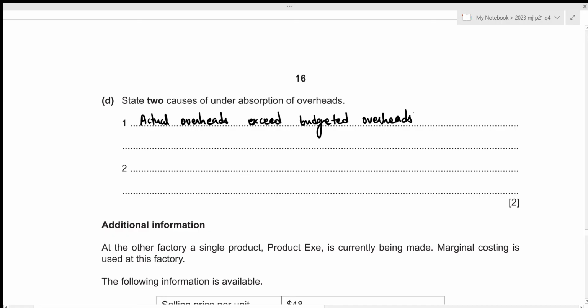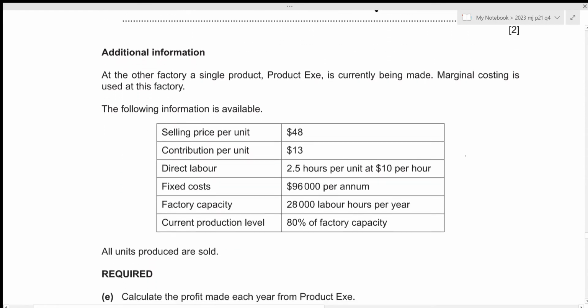And the second criteria is based on the production level, and it's going to be the exact opposite, which means that our actual production should be less than the budgeted production. So actual production is less than budgeted production. This concludes the fourth part. We can now move towards the next one.